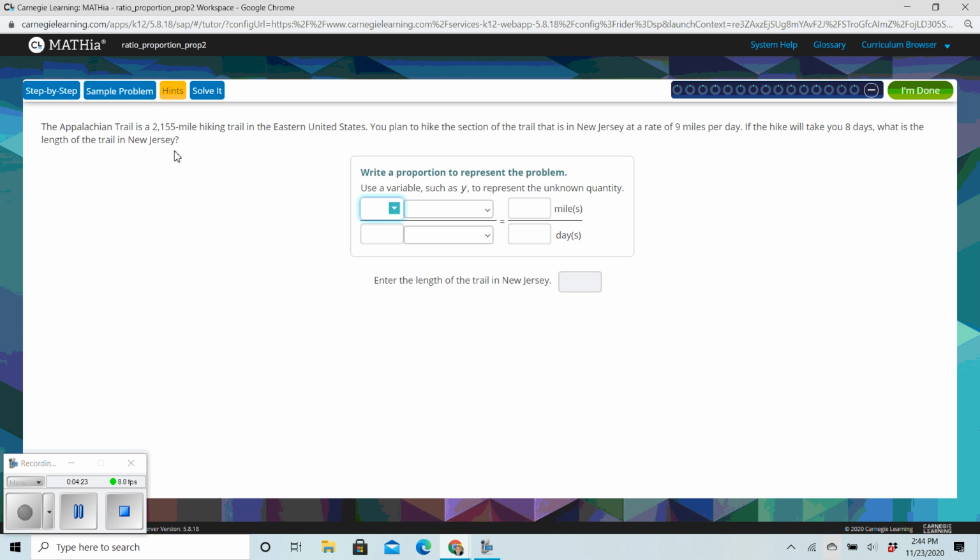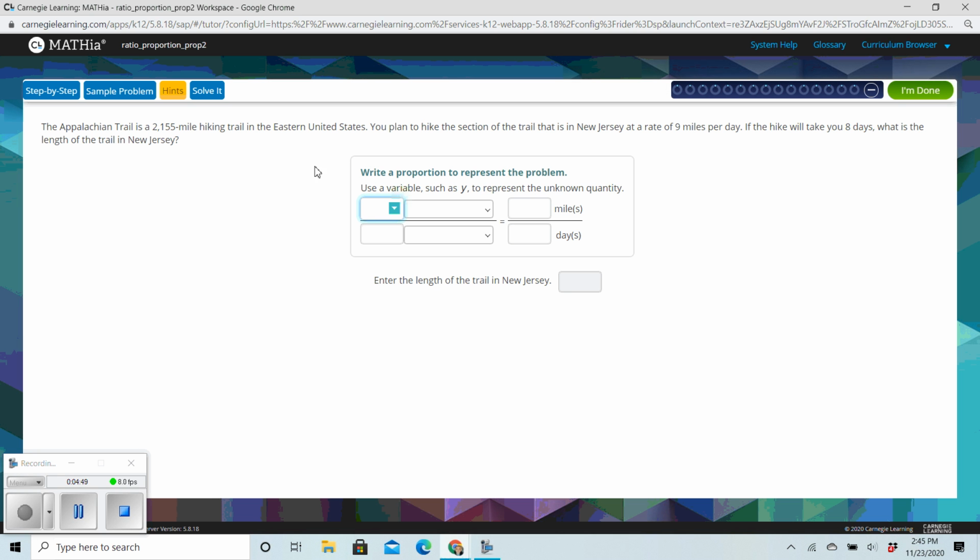So it says the Appalachian Trail is a 2,155 mile hiking trail in the eastern United States. You plan to hike the section of the trail that is in New Jersey at a rate of 9 miles per day. If the hike will take you 8 days, what is the length of the trail in New Jersey?